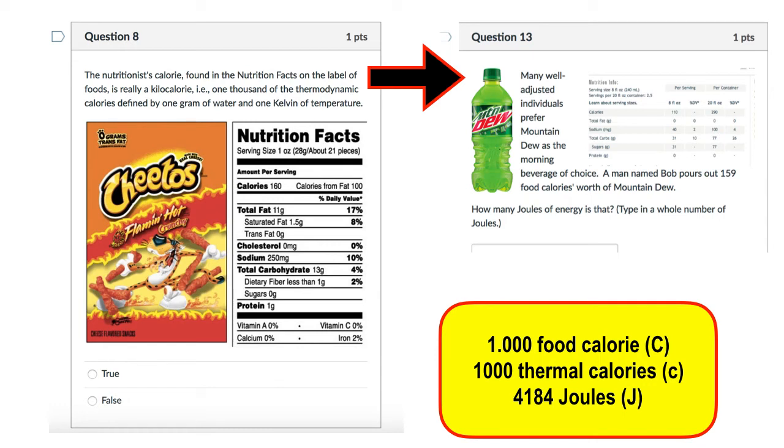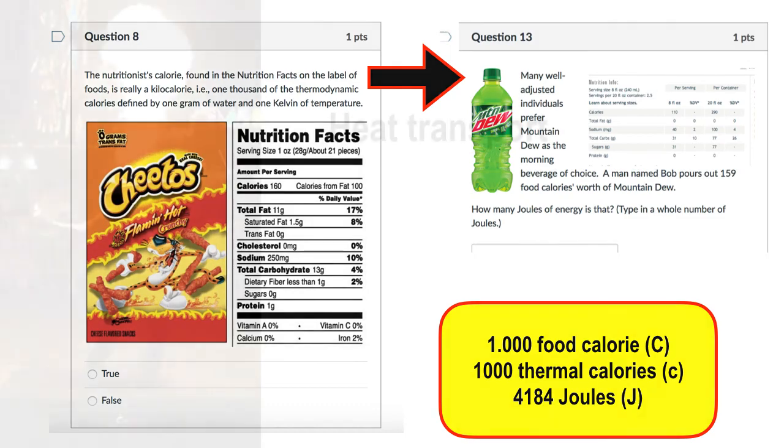You shouldn't have had any round-offs because a single food calorie is going to give you a whole number of joules. A single food calorie is 1,000 times 4.184, which is 4,184. So you should have had some multiple of 4,184. And if you had a round off, that means you didn't get that factor of 1,000 in there. All right.